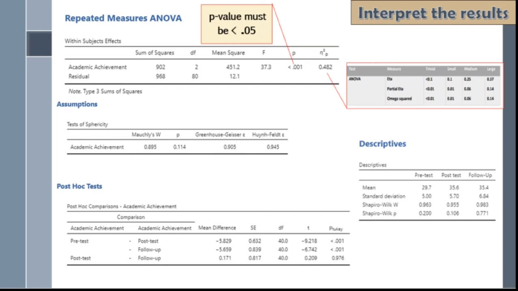RM ANOVA checks the assumption of sphericity using Mauchly's test of sphericity, for which you should have a p-value greater than 0.05 to show no violation. This tests the null hypothesis that the variances of the differences are equal. In this case, since there is no violation of sphericity, the result of Mauchly's test will be the one that we will report.